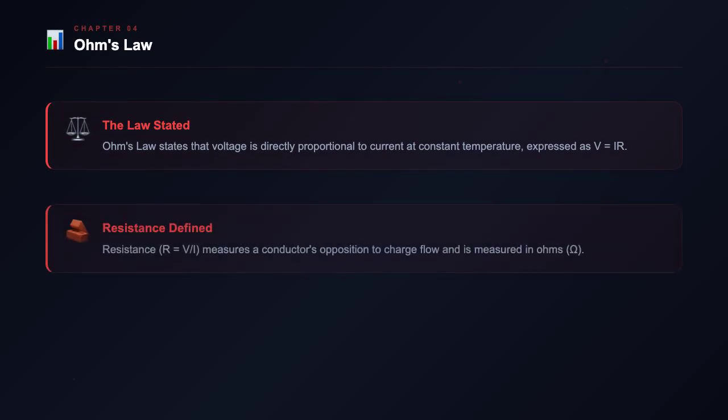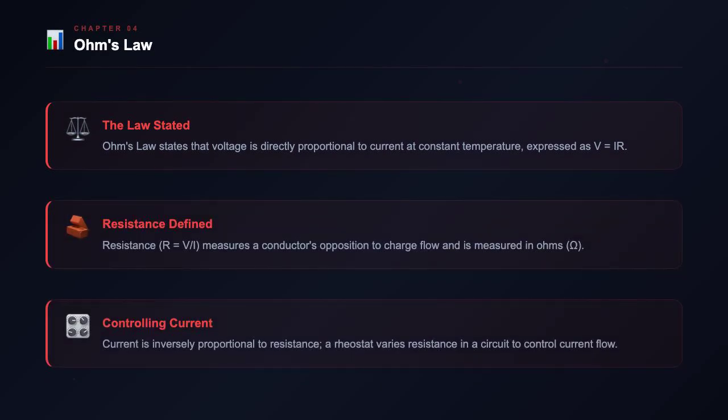Ohm's law states that voltage is directly proportional to current if the temperature stays constant. This is expressed as V equals IR, where R is the resistance. Resistance is a conductor's ability to resist charge flow, measured in ohms. The formula for resistance is R equals V divided by I. For example, 1 volt and 1 amp means 1 ohm resistance.